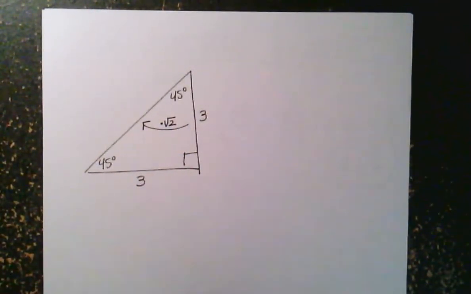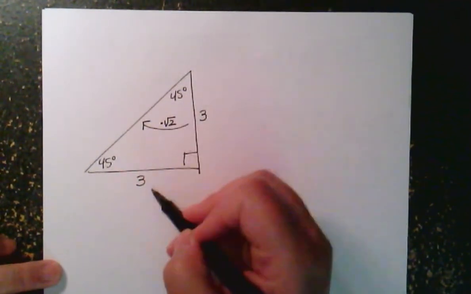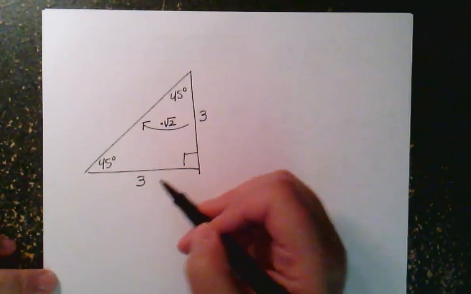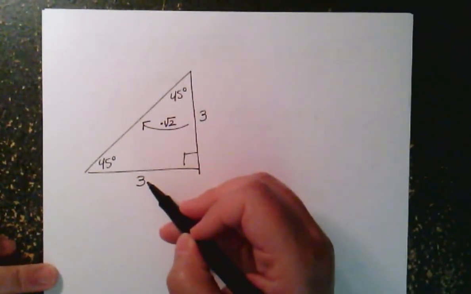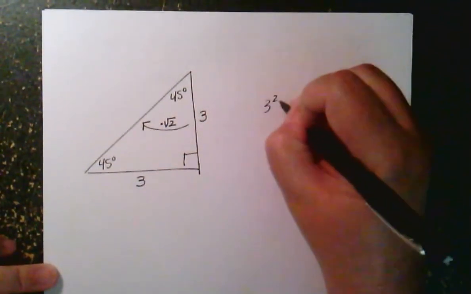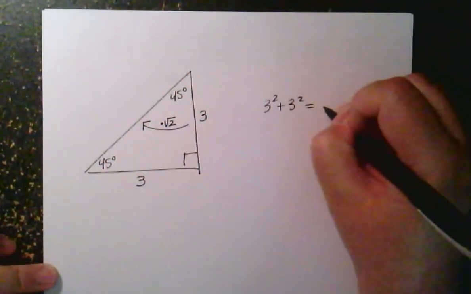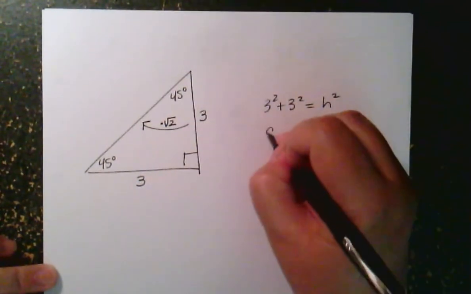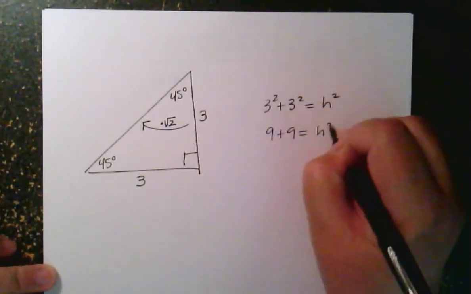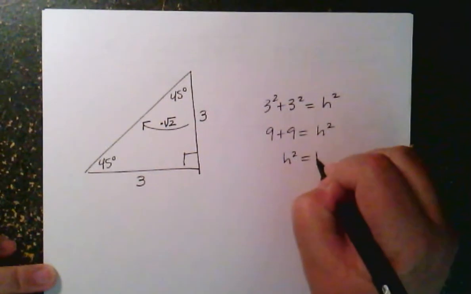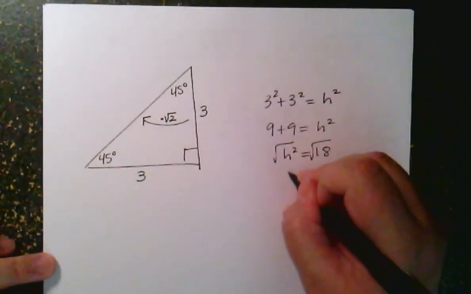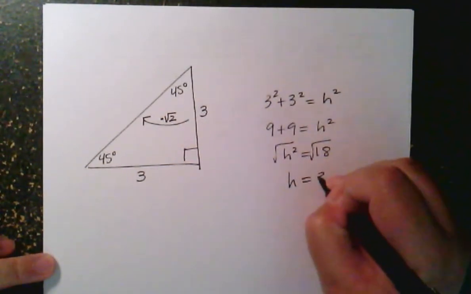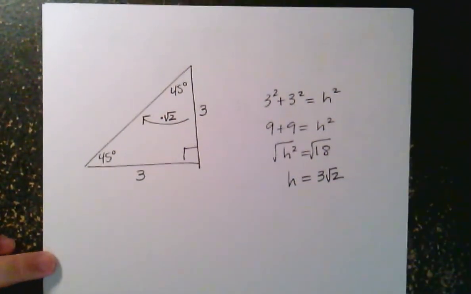Now, I can actually convince myself of this. It's not technically a proof because I'm using numbers, but I have 2 sides here. So I could just use the Pythagorean Theorem. Leg squared plus leg squared equals hypotenuse squared. That's 9 plus 9 equals the hypotenuse squared. The hypotenuse squared is 18. And then I take the square root of both sides. And what I'll get every time is 3 times the square root of 2.